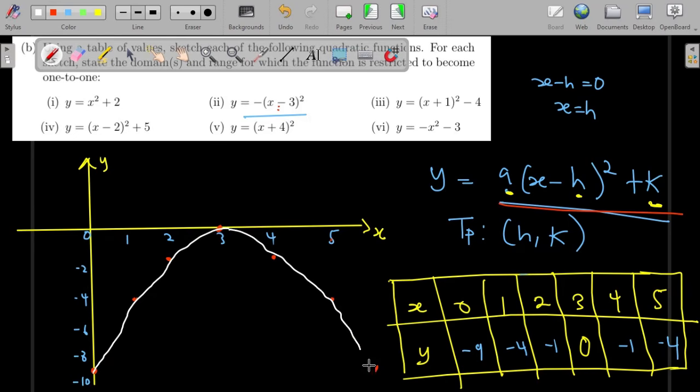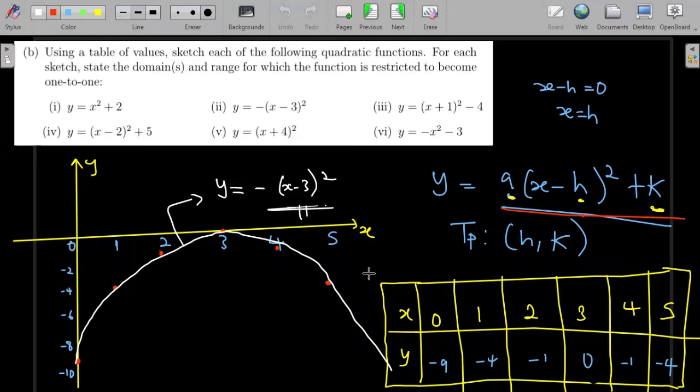But I know you guys can draw better than that. Okay, so this curve in white will be my y equals minus (x minus 3) squared. Now, having sketched this graph, we have to state the domains and the range for which the function is restricted to become one-to-one. So how do we find those domains?